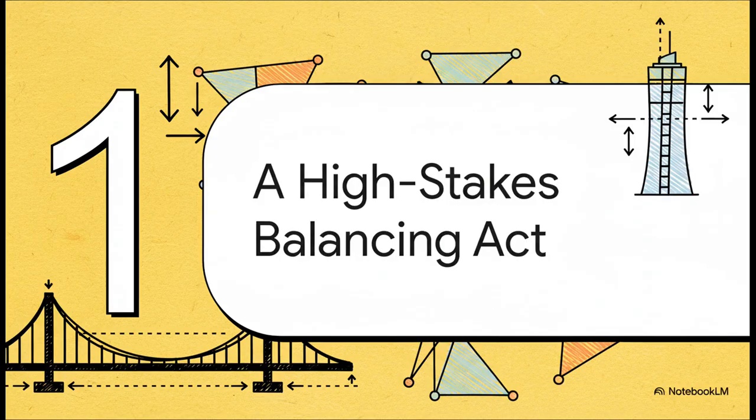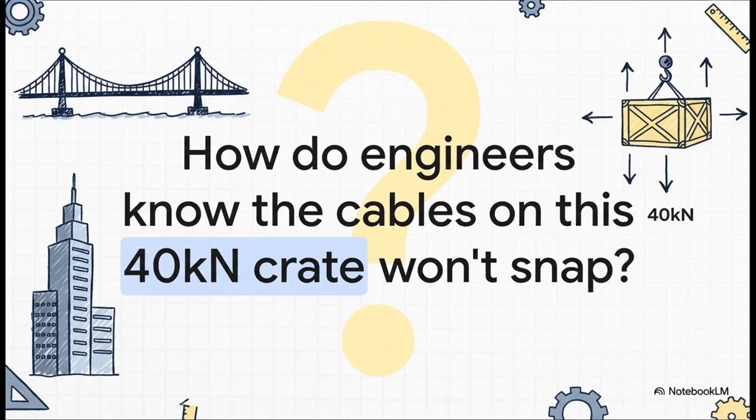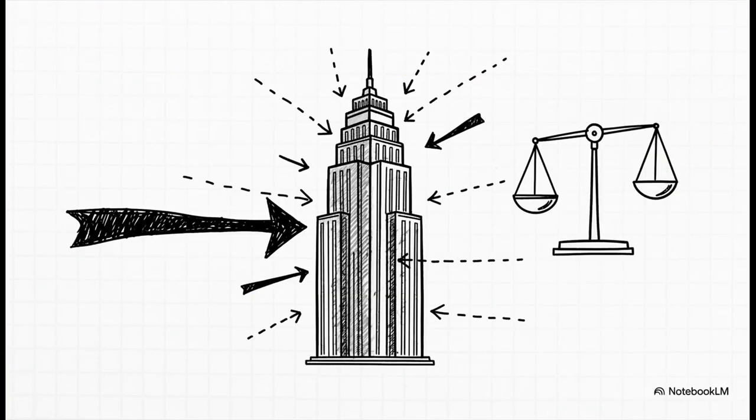At its heart, statics is really all about solving some pretty high-stakes balancing acts, and we're going to tackle one right now. So, check this out. We've got a massive 40 kilonewton crate, that's more than 9,000 pounds by the way, just hanging there, suspended by 3 cables. So how can an engineer say with absolute certainty that those cables are going to hold? I mean, one wrong calculation, and this whole thing comes crashing down. The answer is, it's not a guessing game.